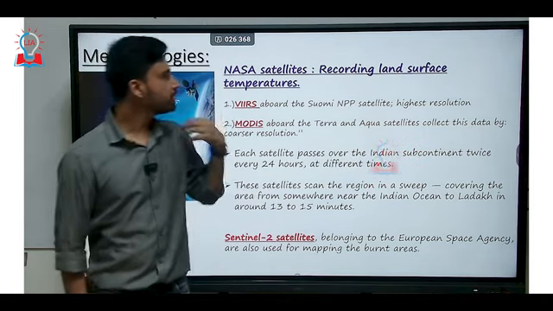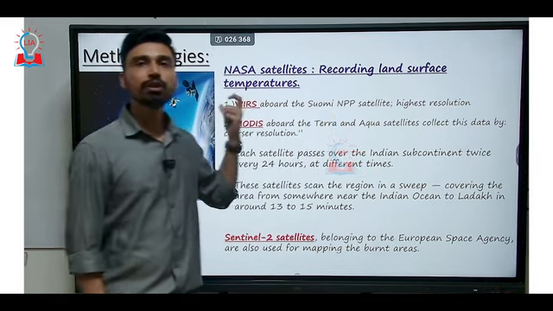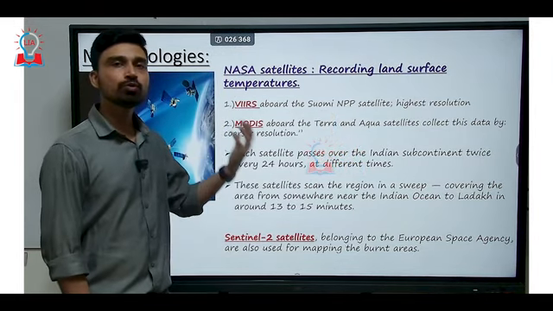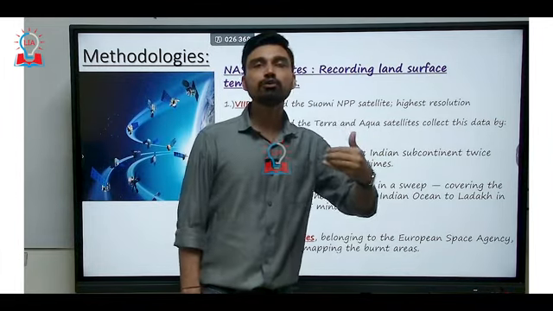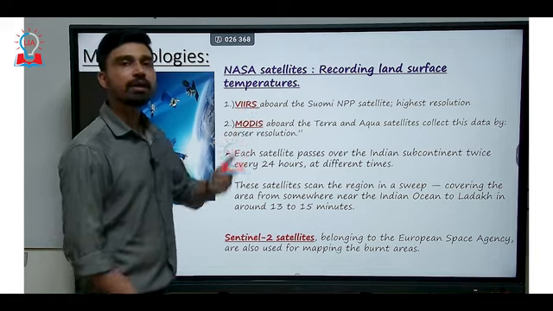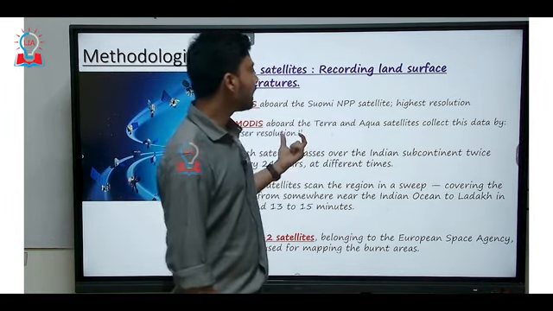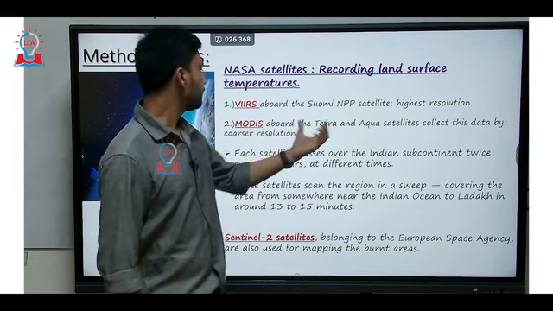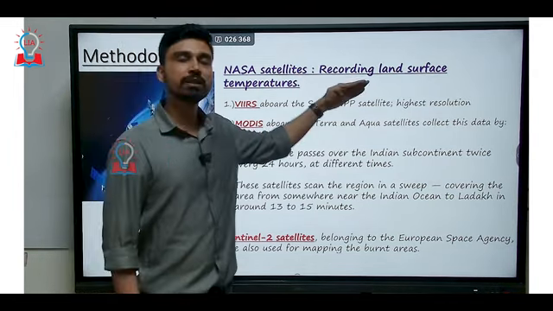This instrument is currently aboard the Suomi NPP satellite, and this is one of the major instruments that is used for the farm fire calculation, because it produces the image of highest resolution. The second instrument is what is called MODIS, which is on the Terra and Aqua satellites. So this Terra and Aqua satellite based MODIS collects the data at a slightly coarser resolution. Here the resolution is much finer.